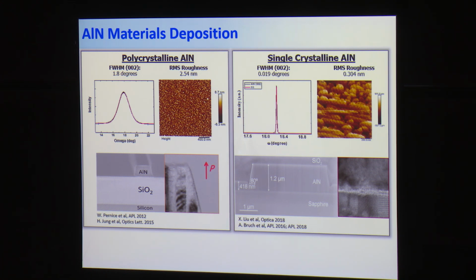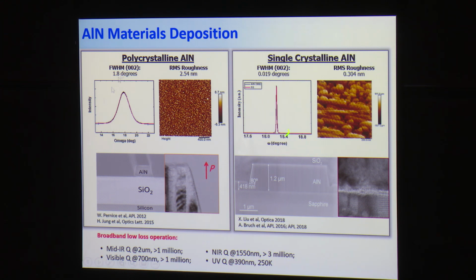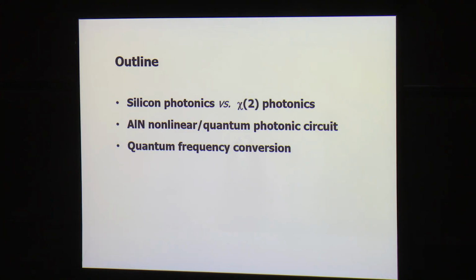With those structures, you can get a very high Q for both of those films in the mid-IR and visible band. You have a Q of more than a million. With the single crystal material, you can get a Q of almost a quarter million in the UV band. So it is a very low-loss material. So how about nonlinearity? That's a linear property.